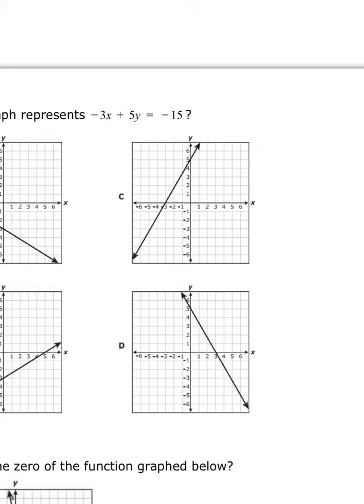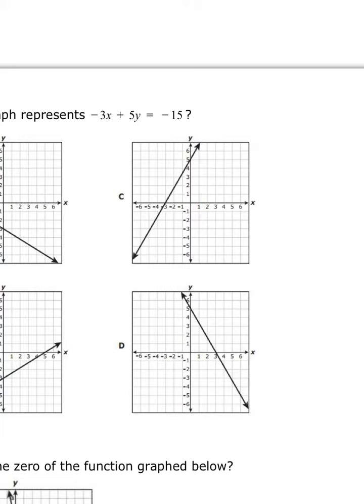Number 6 says, which graph represents negative 3x plus 5y equals negative 15? Oh, so you can start at 5, and then you have to do the negative x. So I'm doing B. Why B? It could be C too.